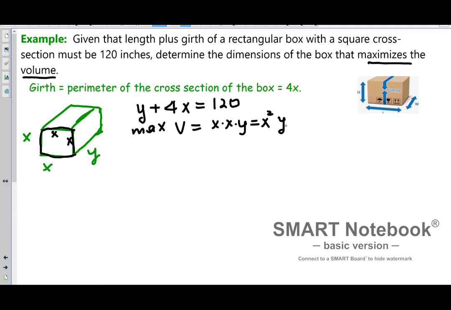So once again, there are two variables in there, so I need to go back to this equation and get one variable in terms of the other. The one easier to solve for is y. So I'm going to solve for that: y equals 120 minus 4x. And use that information and plug it in here for y. So now we have volume equals x squared times 120 minus 4x. Now from this point forward, the process is really very similar. So it would be a great idea for you to pause the video here, see how far you can go, and then come back and check your work.